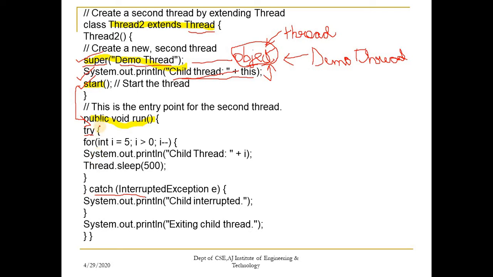So after performing its task inside the run method, that is, once it displays the value of i with the delay of 500 milliseconds, finally you will print exiting the child thread, and you close the run method and then close the Thread2 class. So whatever task the thread is supposed to perform, you have to put it inside the run method of the Thread class. This is how we create a thread by extending the Thread class.